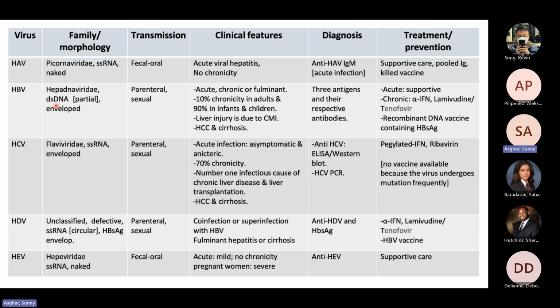HBV is the only one that's double-stranded. All of them are coming from different families, but only one of them is double-stranded DNA, partially enveloped. Most of them are enveloped except for A and E. So the first and last hepatitis, if you see a question stem that mentions it's naked, then that would eliminate B, C, and D, because only A and E can be naked.